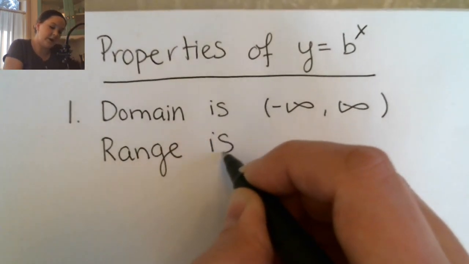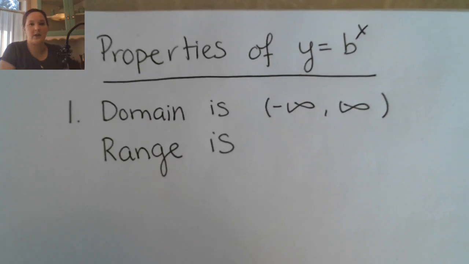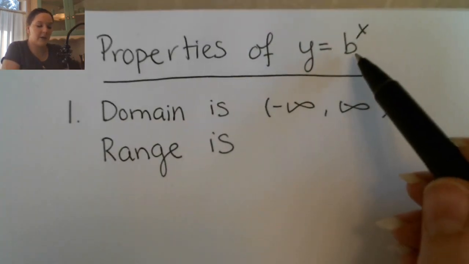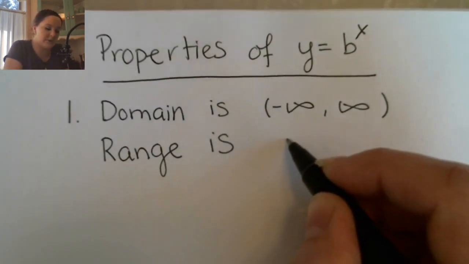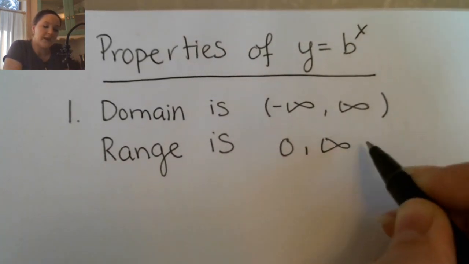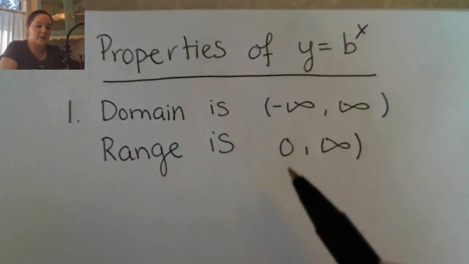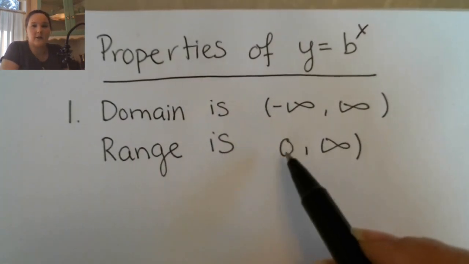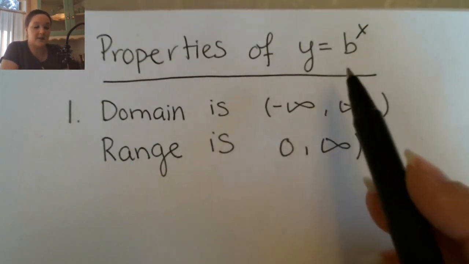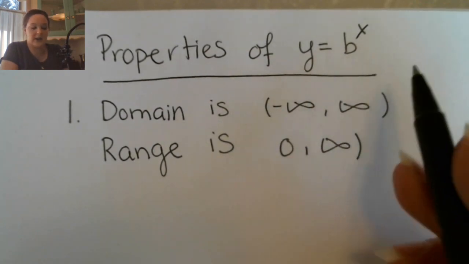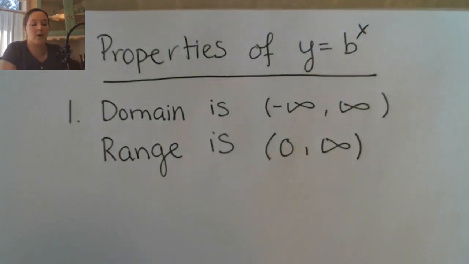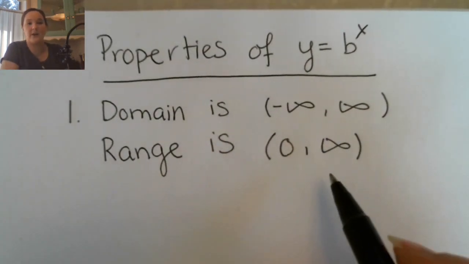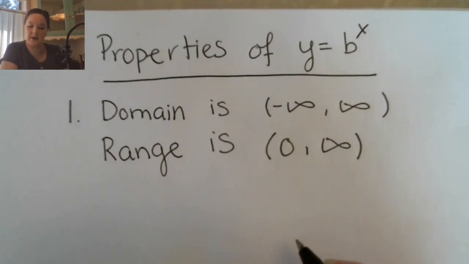Now when you talk about the range, if you have a positive number with an exponent, you're only going to get positive values back. Now then you might wonder, can you get 0 from this value? And you can't. Unless b is 0, which is not really an exponential function, you can't really get 0. So the range is only positive values and not including 0.